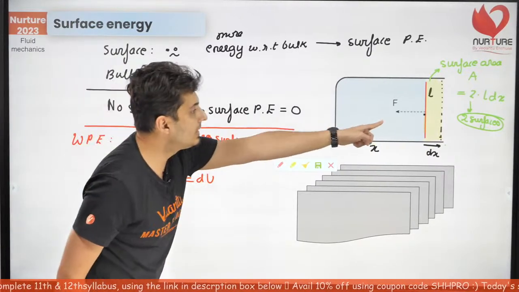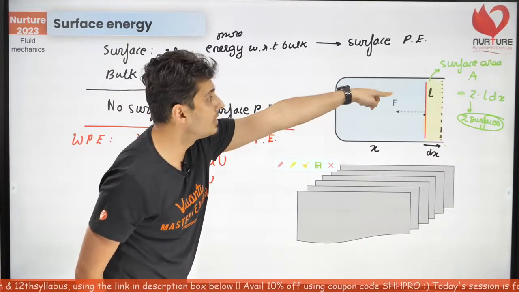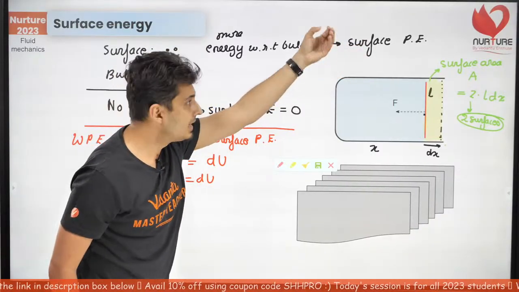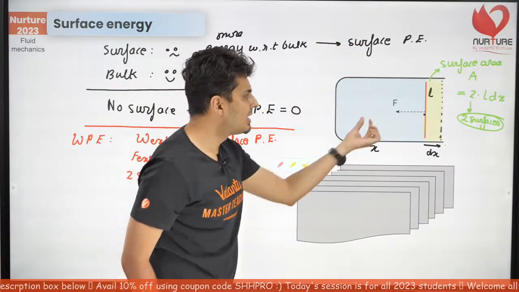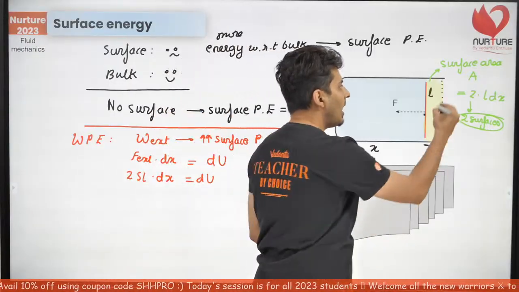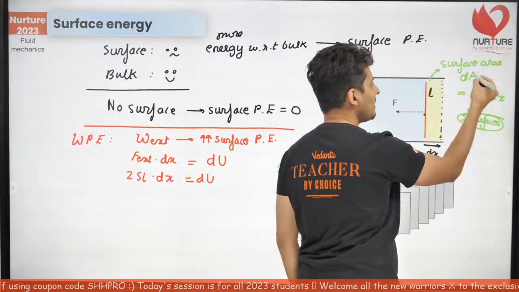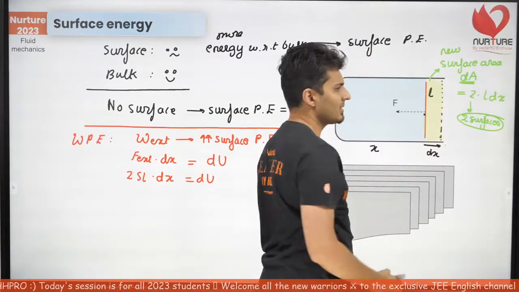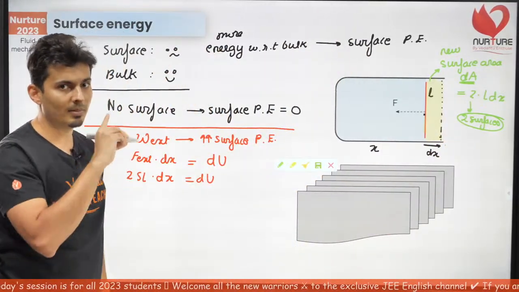Now 2L dx, I have mentioned it. It is the surface area which has been created, right? It's the new surface area which has been created. Since it's a small area, technically I should not write it as A. I should write it as dA, because this is the new extra surface area. That's why the dA word has come, not A. Technically, dA will be the right word.